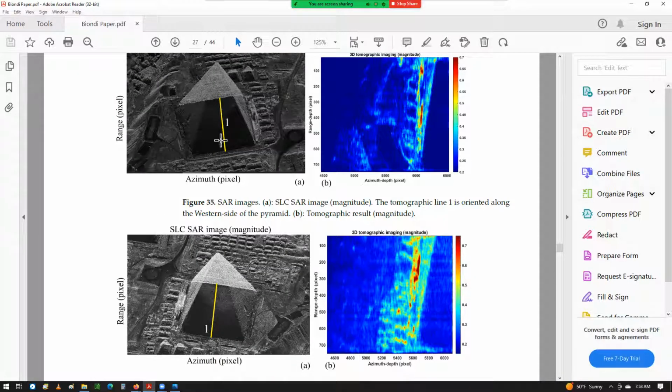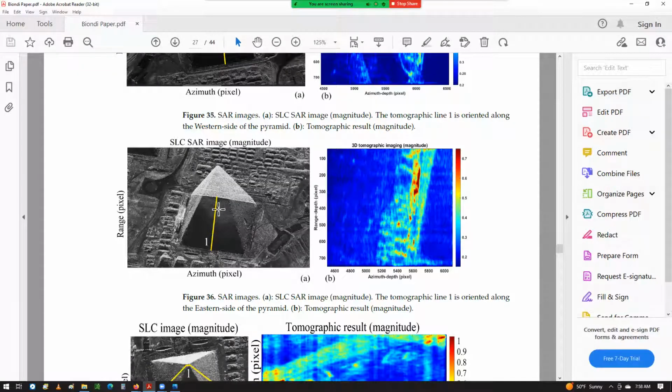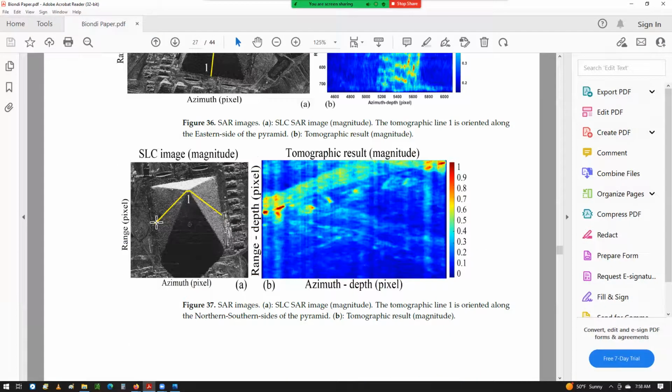Here's western vertical. Here's eastern vertical. Here's north-south. So this is the meridian, basically. They basically did all 6 ways, right? So you have 1, 2, 3, 4, and they have vertical and horizontal, and then they have the meridian and the east-west axis.